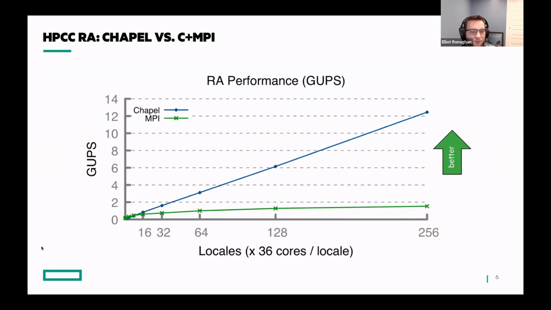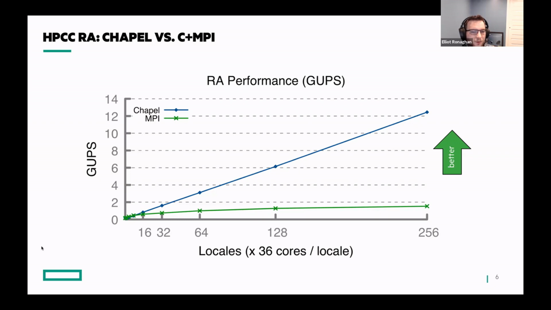And then moving on to the performance of this. This graph here is a performance scalability graph. Higher is better, and to the right is more nodes, up to 256 nodes. This is on a Cray XC, and I think at 256 nodes, that's 9,000 cores.